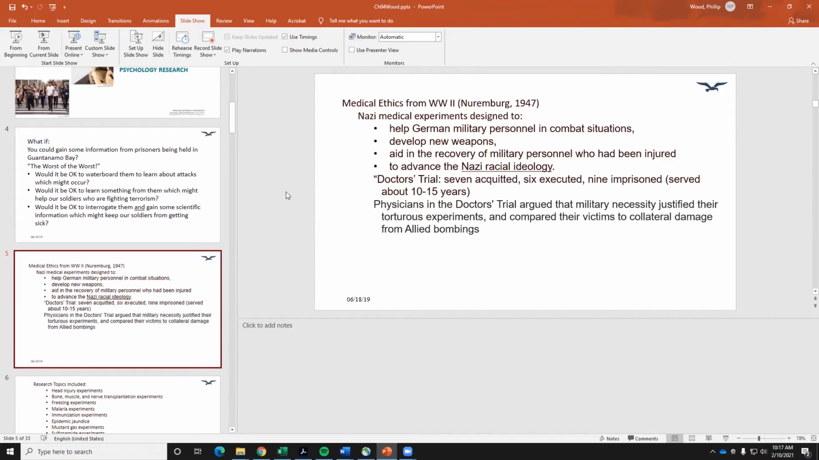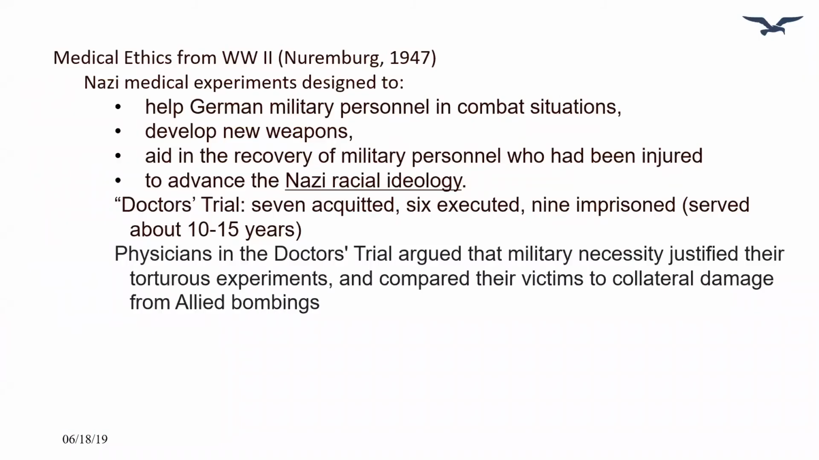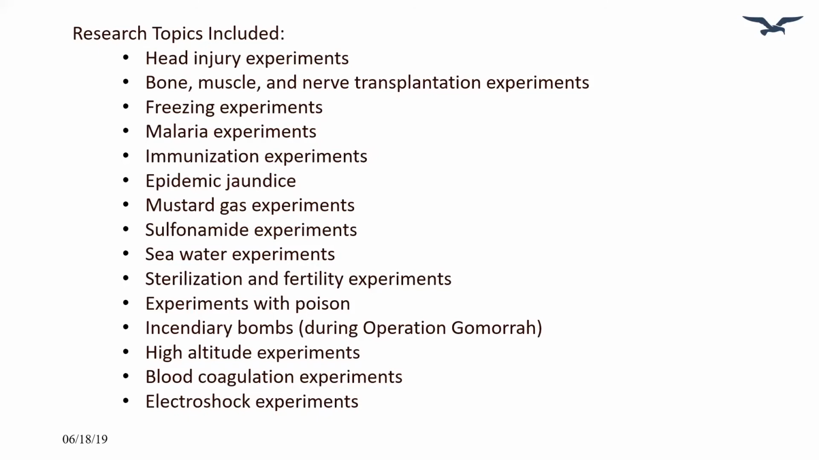So let's look at what these research topics were. Head injury experiments, bone, muscle, nerve transplantation, freezing experiments, I mentioned Russia, malaria experiments. One of the problems in Italy, for example, was malaria. Immunization experiments, they wanted to figure out if you expose people to disease, could you immunize them?